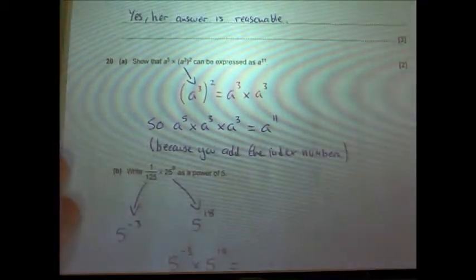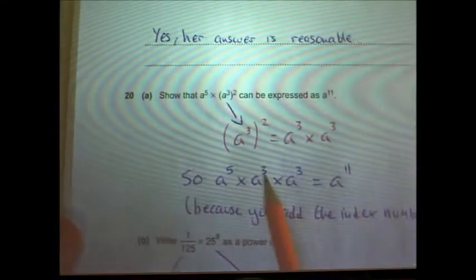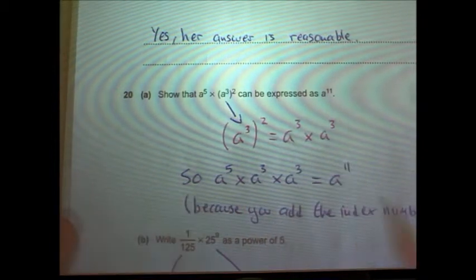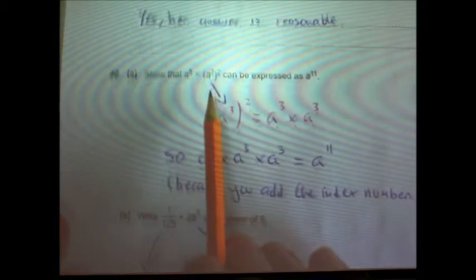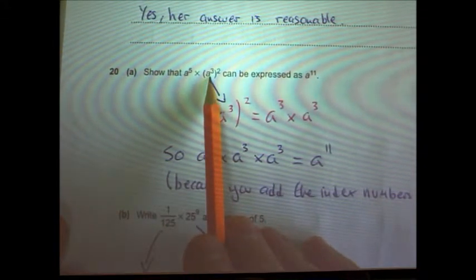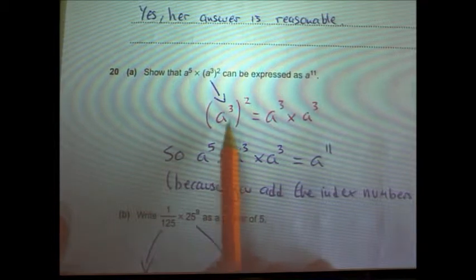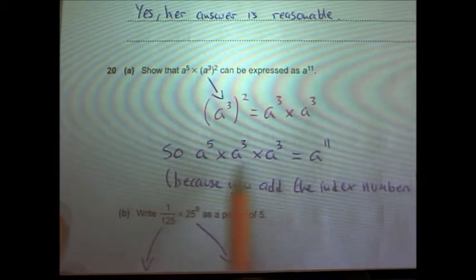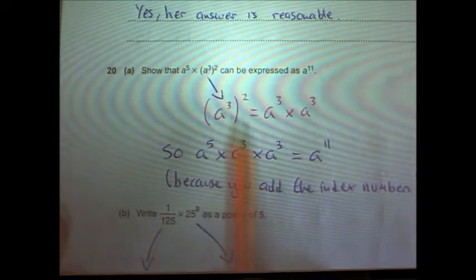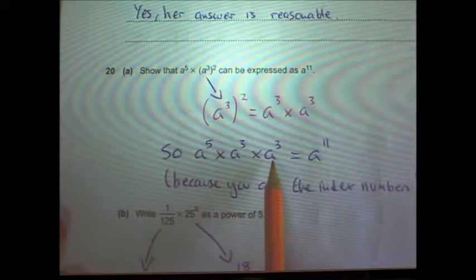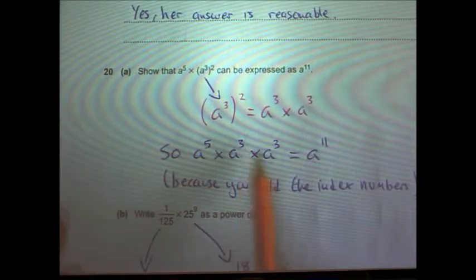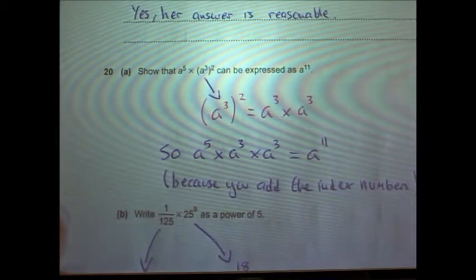Question 20a. Show that, let me zoom in because it's a little bit fiddly this one. Show that a to the power 5 times a cubed, brackets squared, can be expressed as a to the 11. Right, you need to know that a to the power 3 squared is a to the power 3 times itself. So a to the power 3 squared is a to the power 3 times a to the power 3. So the calculation is actually a to the power 5 times a to the power 3 times a to the power 3. And if you know your index laws, you'll know that you add the index numbers here. So 5 add 3 add 3 is 11. So it is a to the power of 11.